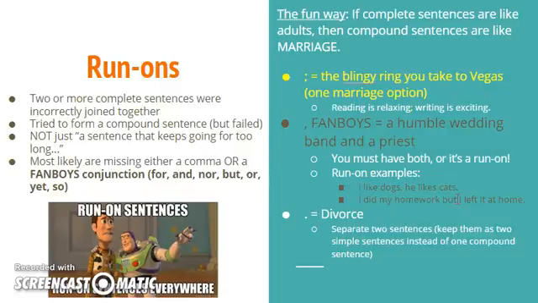Now technically, you could always just keep two sentences separate, and you could divorce them with a period. So you don't have to make a compound sentence. You could always keep them separate, but that's sometimes less fun, especially if we want sentence variety. So this metaphor of marriage, again, is just one of many ways to think about how run-ons work and how to prevent them in a successful compound sentence.